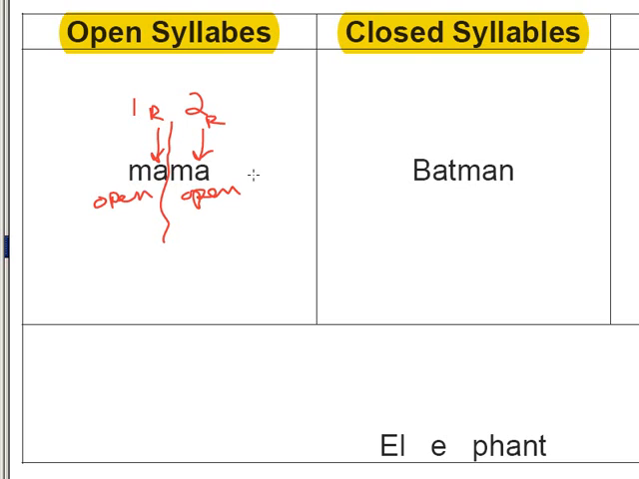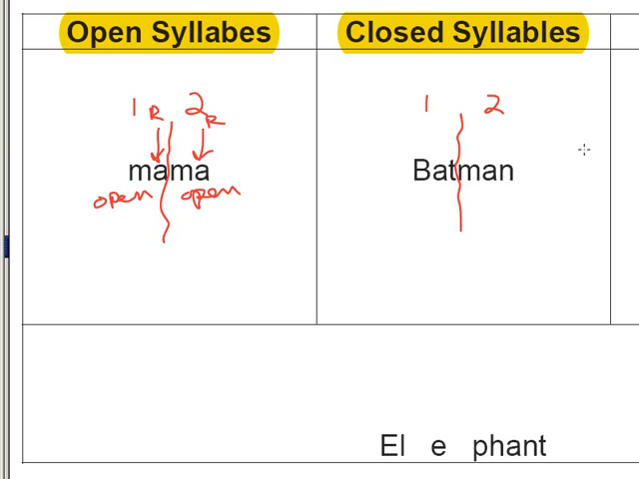Now let's say them again this time, and pay attention to your jaw. Let's exaggerate it. Ma. Your mouth stays open when forming both of those syllables because there's no consonant to make your mouth closed. So let's contrast that with this compound word Batman. So we have syllable 1 and syllable 2.